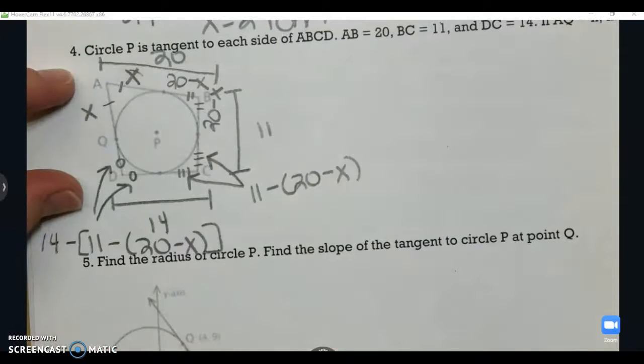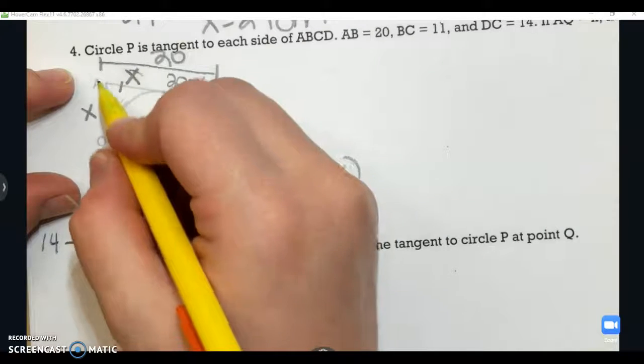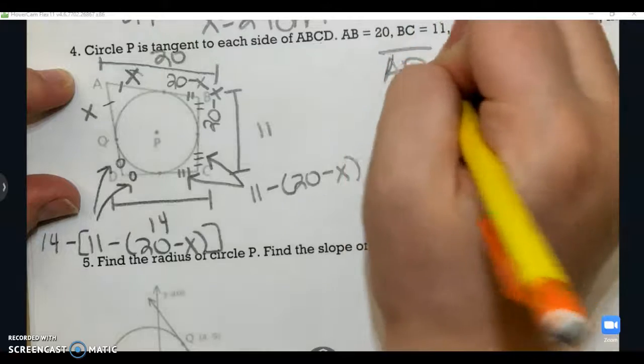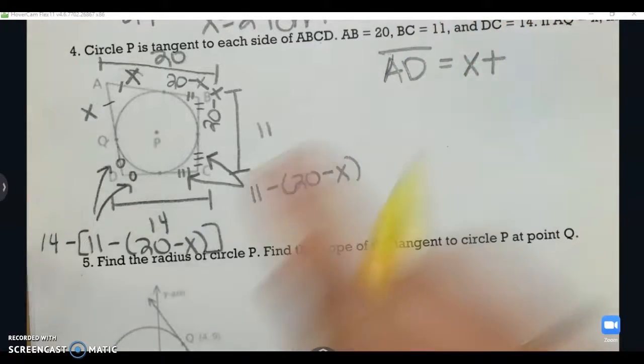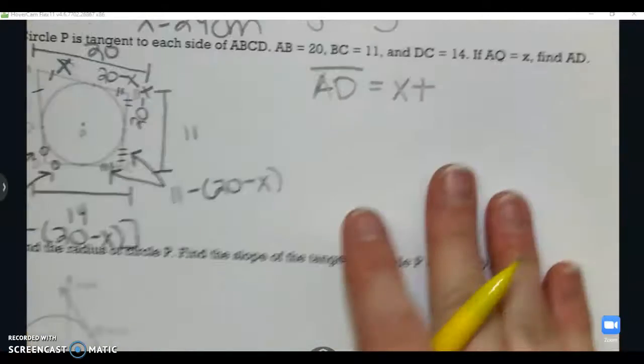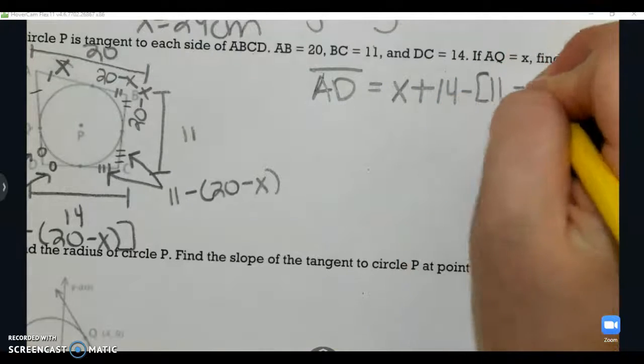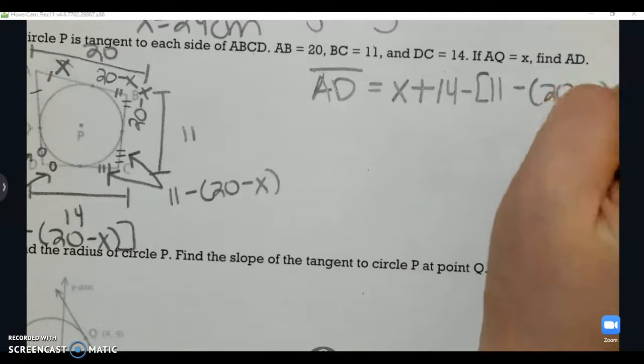So if I want to find AD, well, that's going to be AQ plus QD. So AD is going to be x plus this whole expression here: 14 minus (11 minus (20 minus x)).